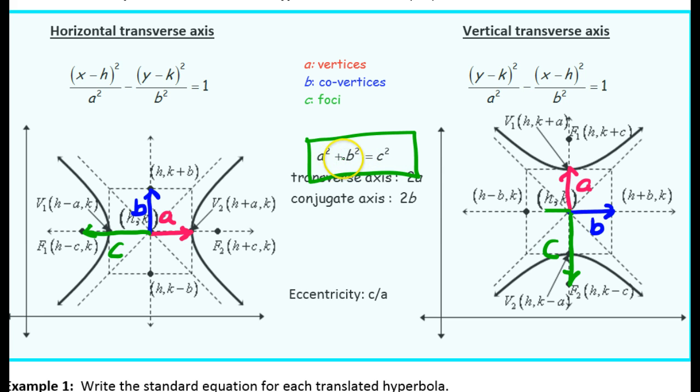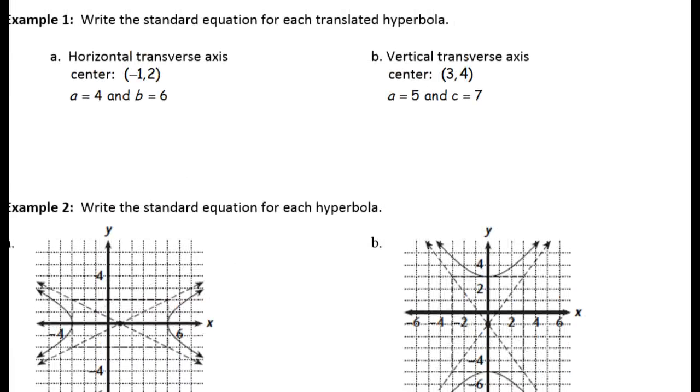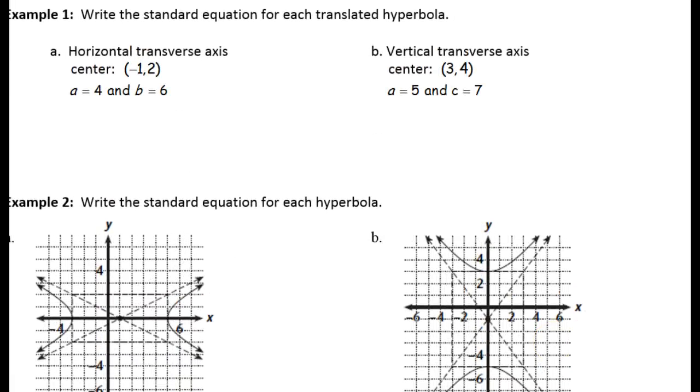For ellipses, it was always minus. So speaking of ellipses, for ellipses, the a squared was always the bigger denominator. That's not going to be true for hyperbolas. It doesn't matter which one is bigger. A squared is always going to be first. It's always going to be the denominator of the positive term. Okay, enough background information. You will understand more if we just dive in.